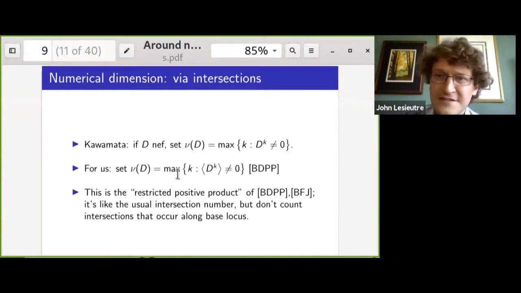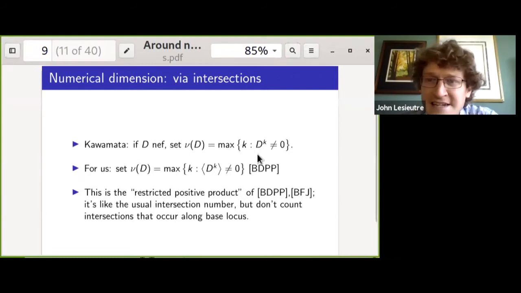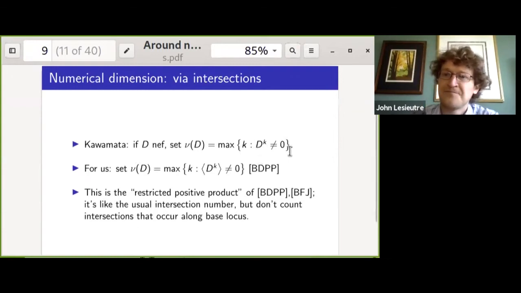Another approach is using intersection numbers. This was first done by Kawamata. Kawamata's definition of numerical dimension was that if you have a nef divisor, the numerical dimension of D should be the biggest k such that D squared is not 0. Sorry, D to the k is not 0.